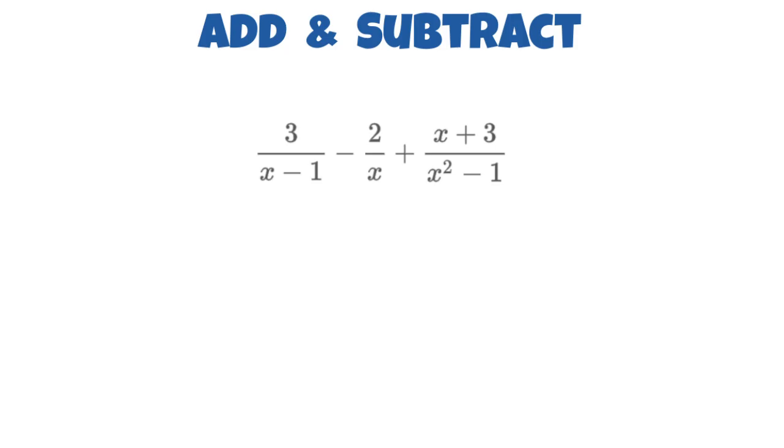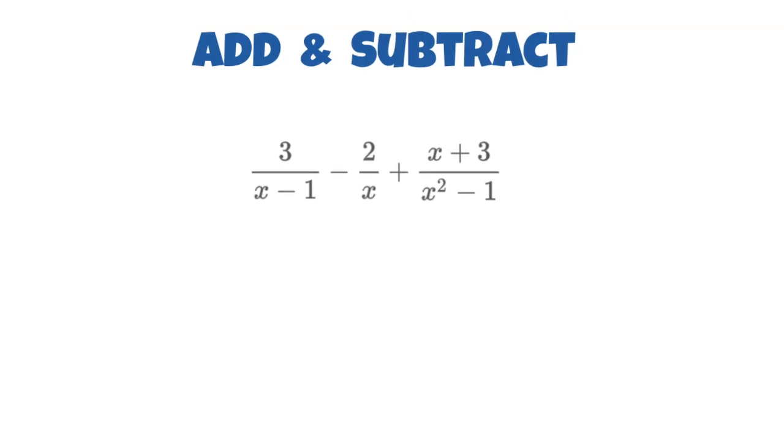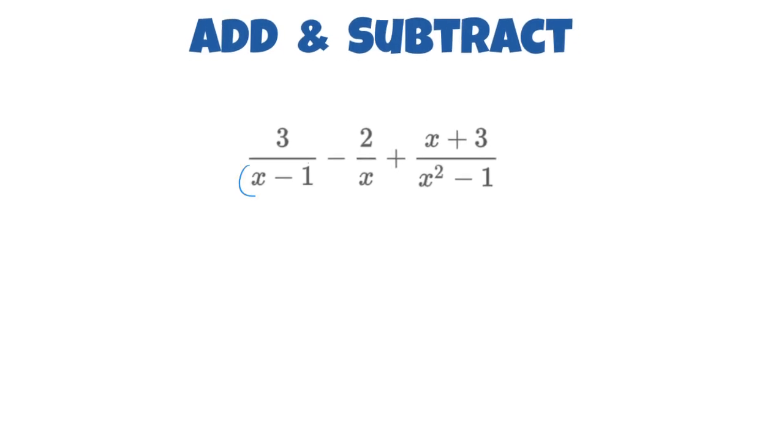All right, this one's a little bit trickier. We've got 3 fractions we're adding, and the thing is I have an x minus 1. It's its own thing. I have an x. It's its own thing. And I have an x squared minus 1. It's its own thing. So none of those exactly match.